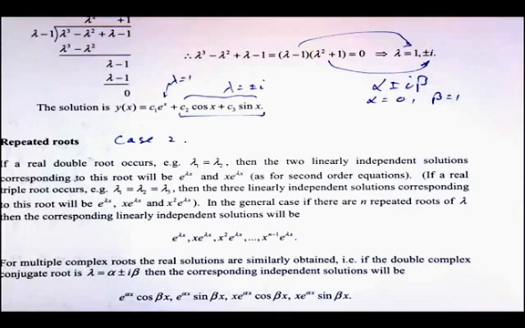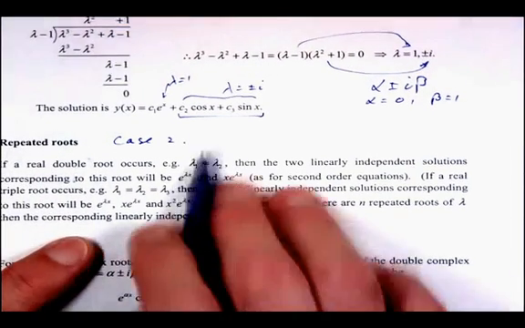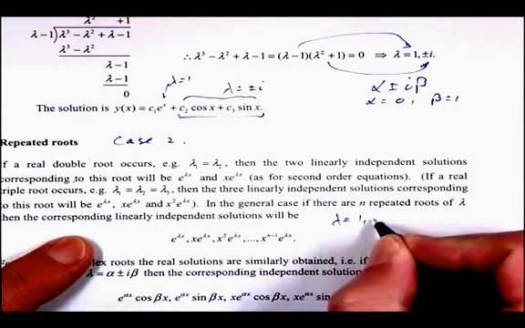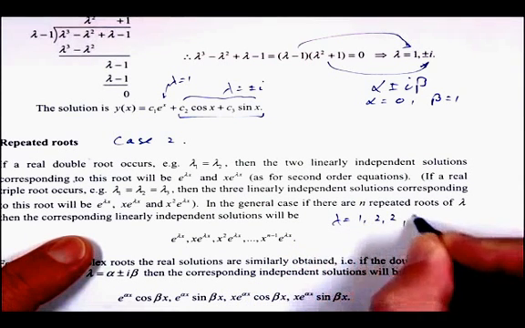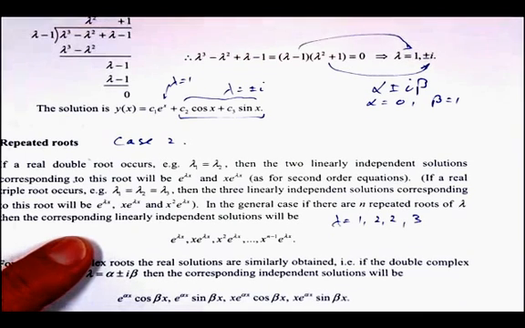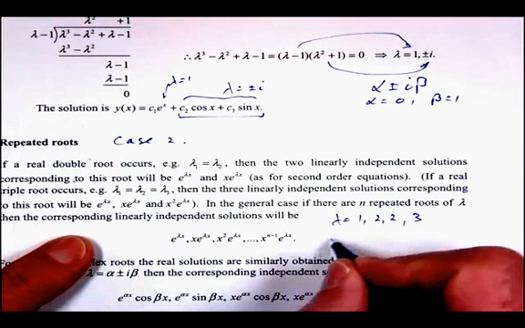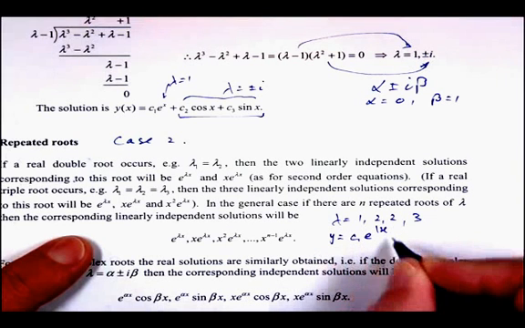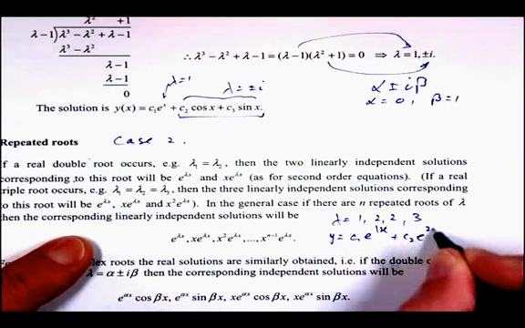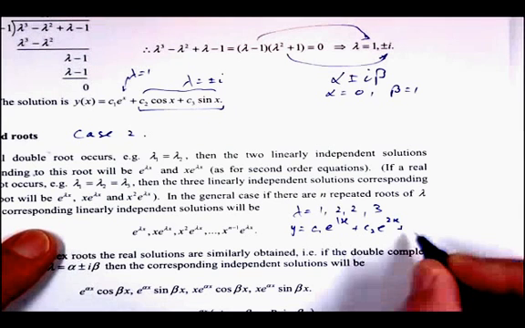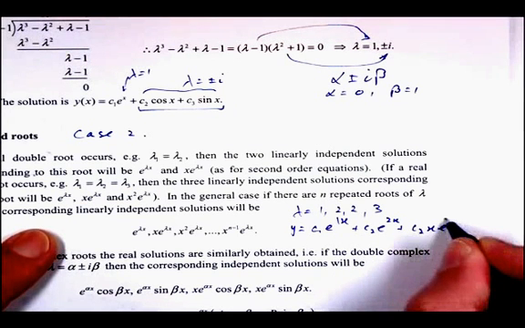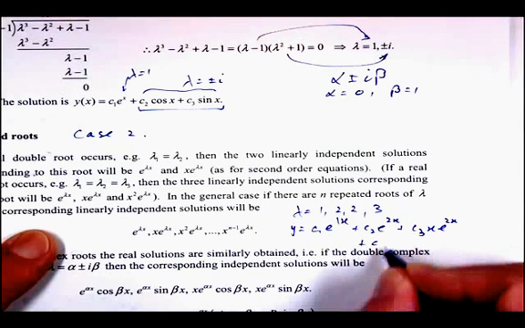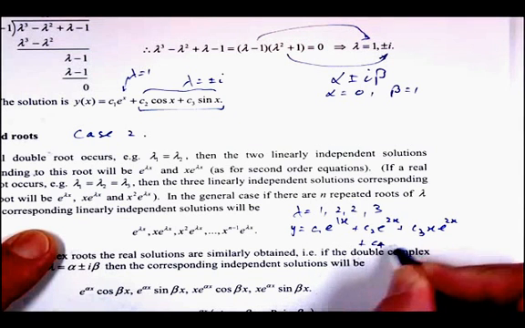So this might be the case if we ended up out of there. We might have got lambda equals 1, 2, 2, and 3. In this case, I would have written out y equals c1 e to the 1x plus c2 e to the 2x plus c3 x e to the 2x for the repetition, plus, that's a 3, plus c4 e to the 3x.